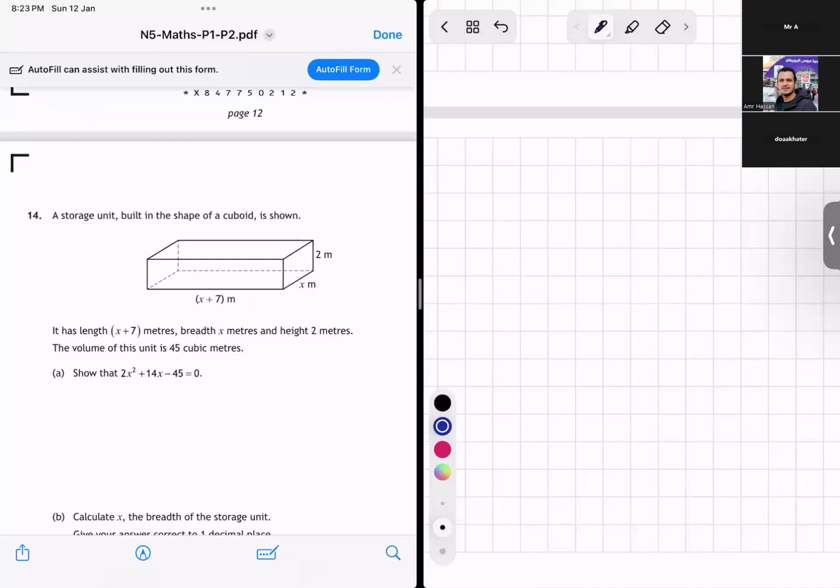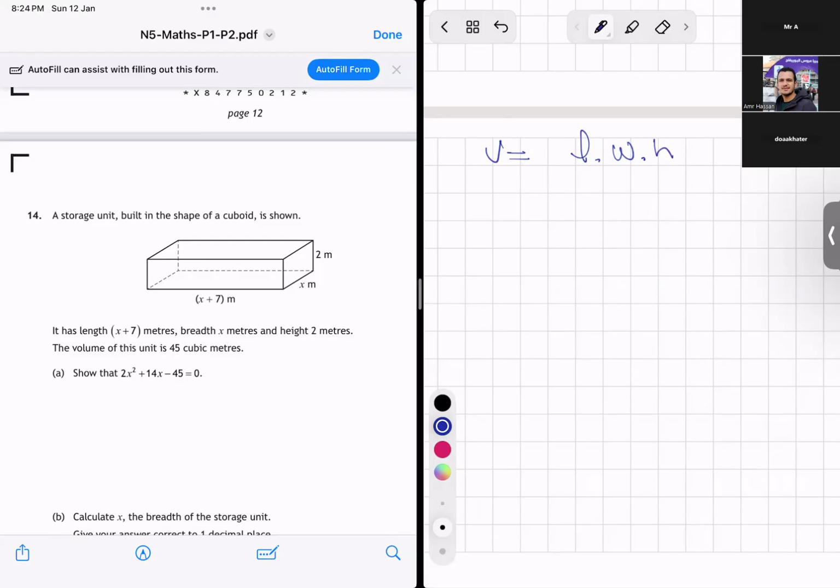Here we have a cuboid. The length is x plus 7 meters. And this one is just x meters. The height is 2 meters. And he told me that the volume is 45. What does the volume stand for? To get the volume, you multiply the 3 dimensions together, right? Length times width times height, right?